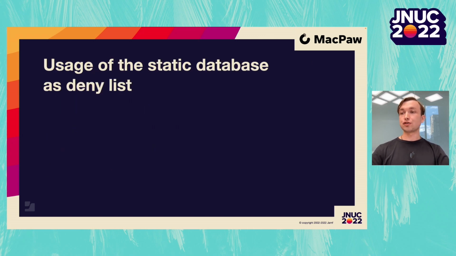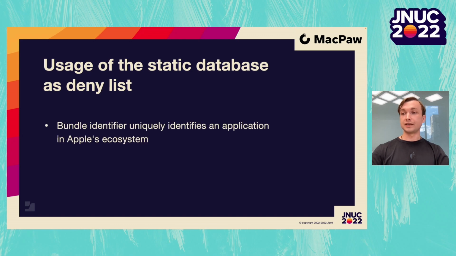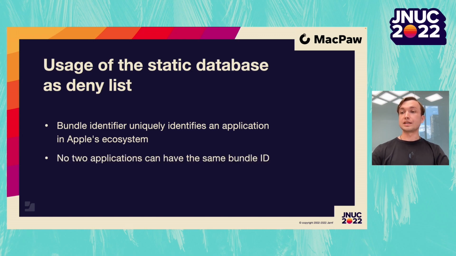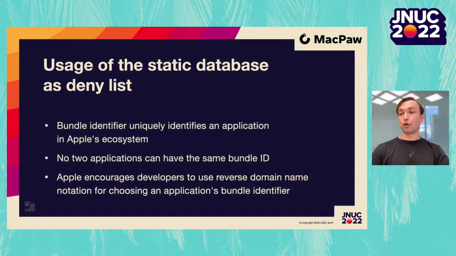So, the first one is to use a static database as a deny list. A bundle identifier uniquely identifies an application in Apple's ecosystem. This means that no two applications can have the same bundle ID. To avoid conflicts, Apple encourages developers to use reverse domain name notation for choosing an application's bundle ID.